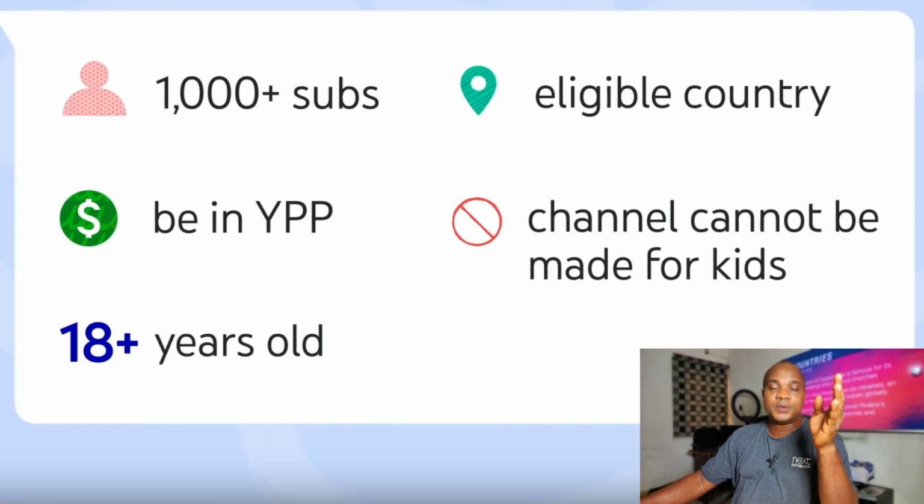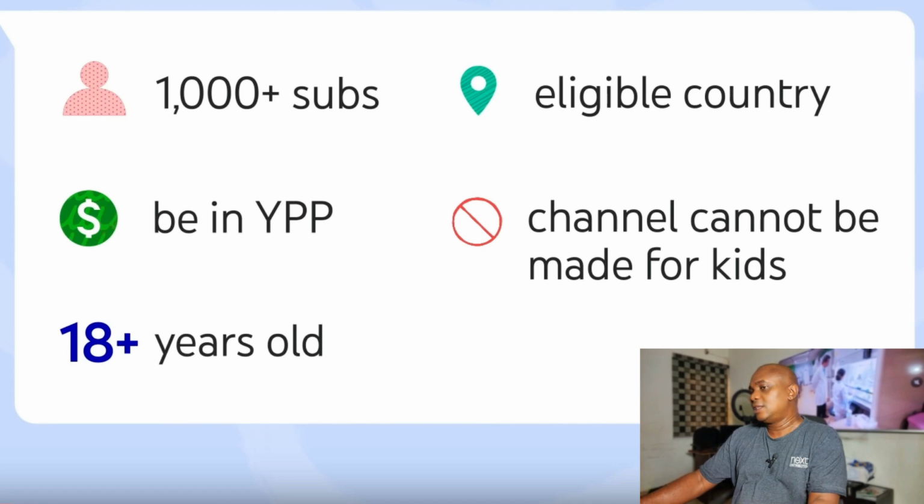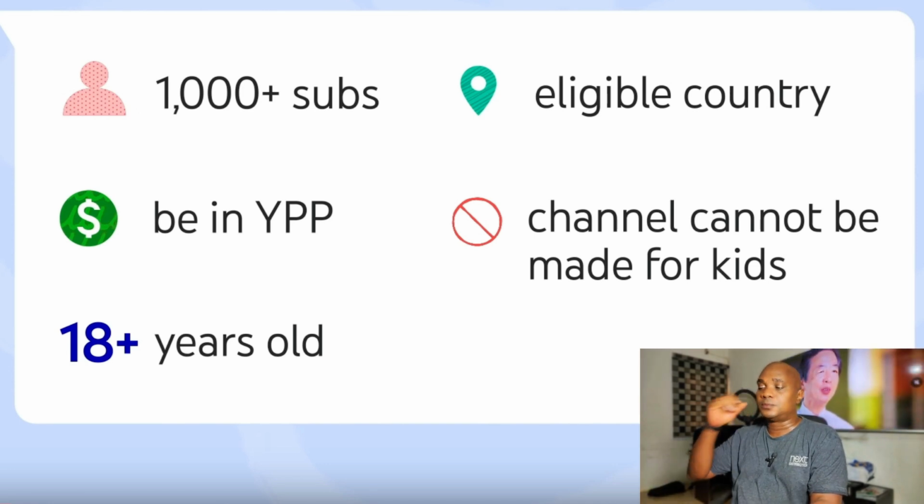Fourth, you should check if your country is eligible, because not every country can create memberships. Finally, the fifth one: your channel must not be made for kids. It must be only for adults.